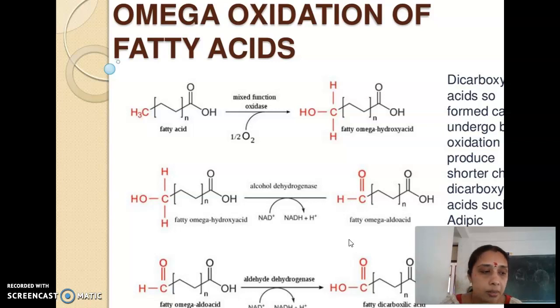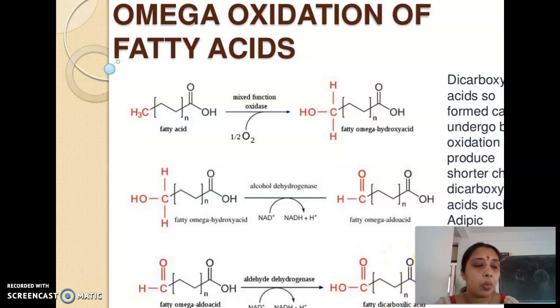Adipic acid is a C6 fatty acid, and suberic acid is a C8 fatty acid. So this alpha omega dicarboxylic acid is now going for beta oxidation. Both ends are first converted into the thioester form, CoA, and then the beta oxidation starts and ends with the formation of C6 or C8 fatty acids. The C6 fatty acid is known as adipic acid, and the C8 fatty acid is known as suberic acid, which are then eliminated in urine.